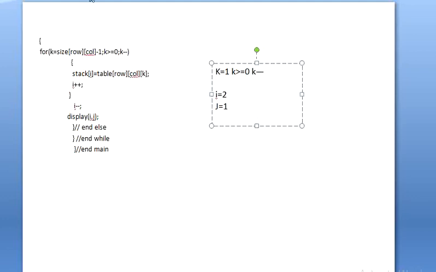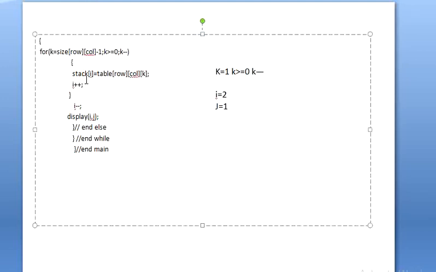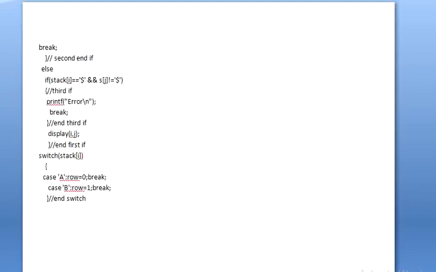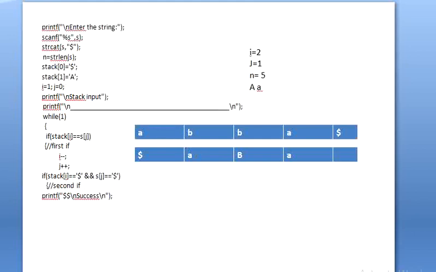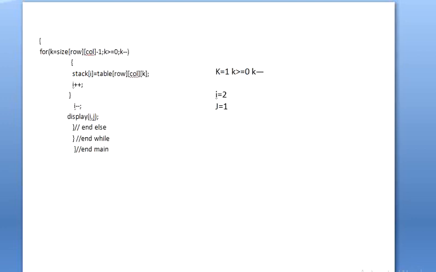Now again change the stack. Here stack of 2 equals table 1, 1. What does table 1, 1 contain? Table 1, 1 contains null, right? So insert it in stack of 2, again put null in stack of 2. Next, again increment i and decrement K, so i becomes 3 here.